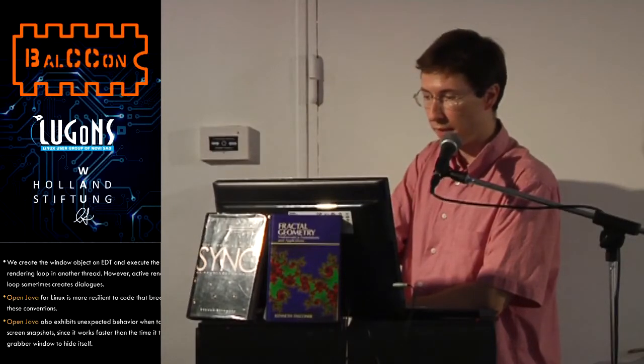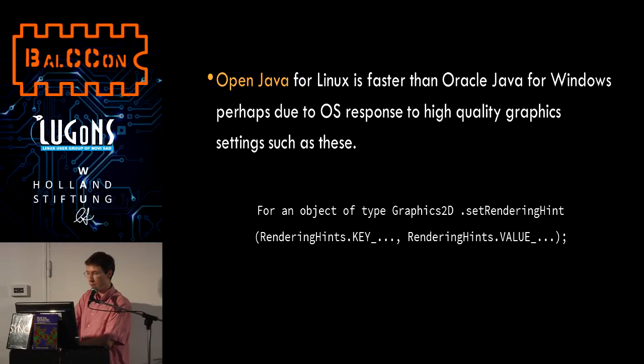OpenJava for Linux is faster than Oracle Java for Windows, perhaps due to the OS response to high-quality graphics settings such as these. Those are the so-called rendering hints, if anyone here is interested in programming Java at all.